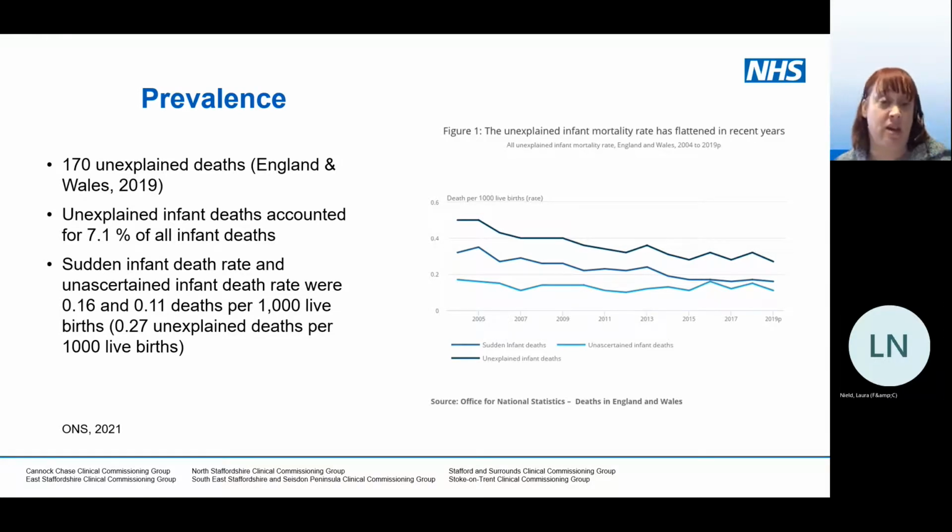Obviously, the birth rate fluctuates year on year, so the exact number of deaths isn't the best way of analysing the prevalence. The best way is to compare the death rate against the birth rate. So this is why we're describing it per 1,000 live births.